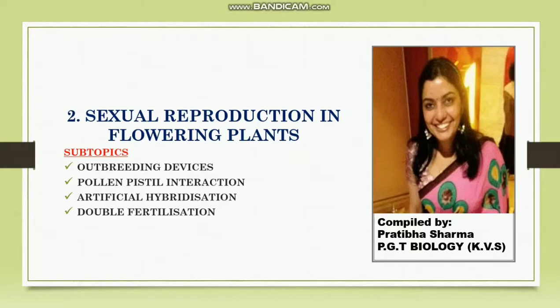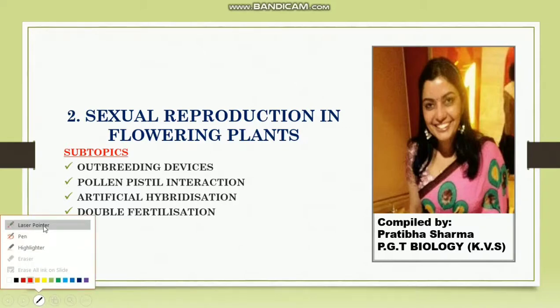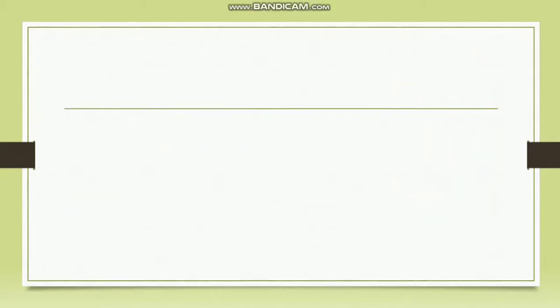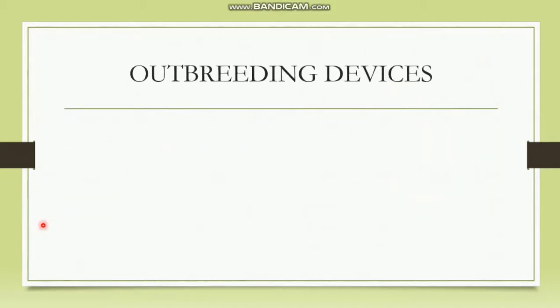Today under chapter number 2 of class 12, we are going to study the following topics. First is outbreeding devices, then pollen-pistil interaction, artificial hybridization and double fertilization. In my earlier class, we studied pollination, the different types of pollination, and the adaptations seen in flowers for a particular kind of pollination. So let's start with outbreeding devices.